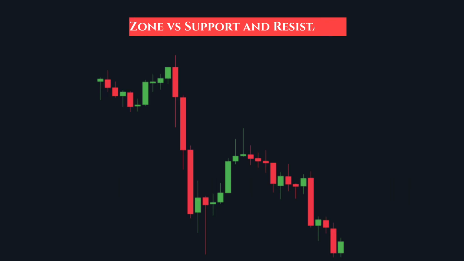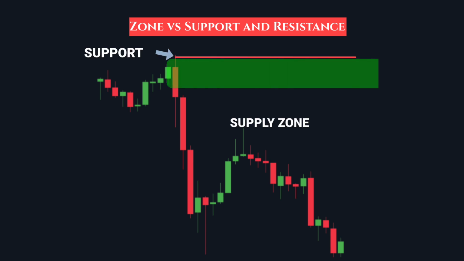Zone versus support and resistance. What's the difference? Many traders confuse zones with basic support and resistance. Support and resistance is usually a flat line. Zones are entire price ranges, drawn from actual candles and based on smart money activity. Support breaks easily, but institutional demand zones have purpose behind them. That's why they work better.